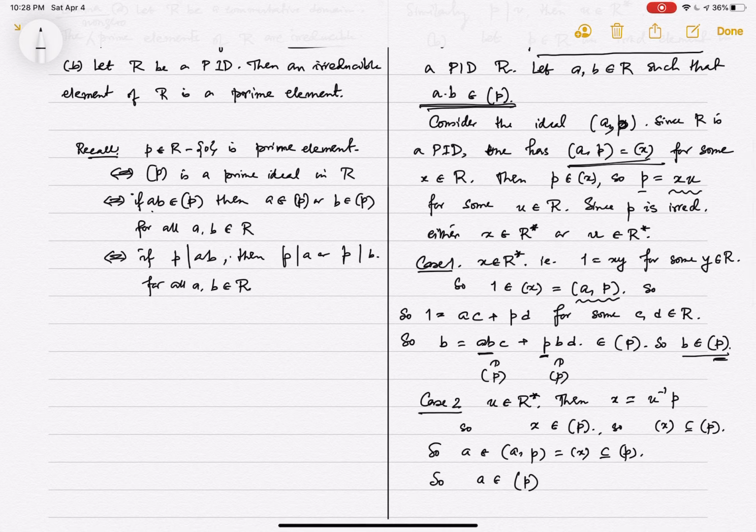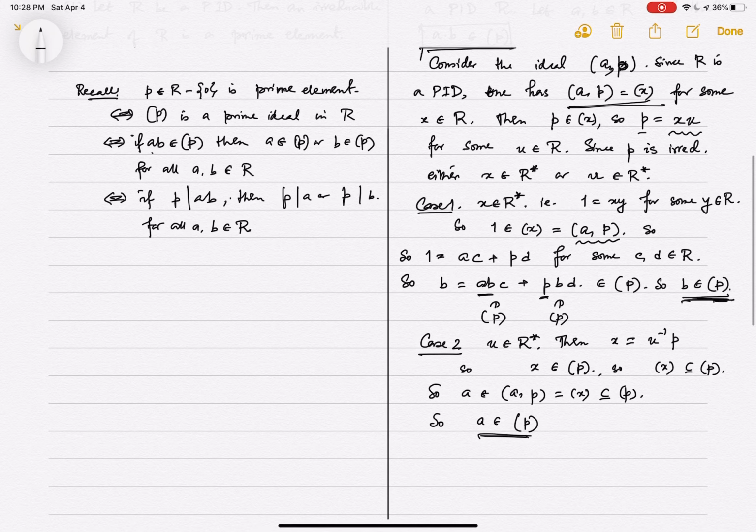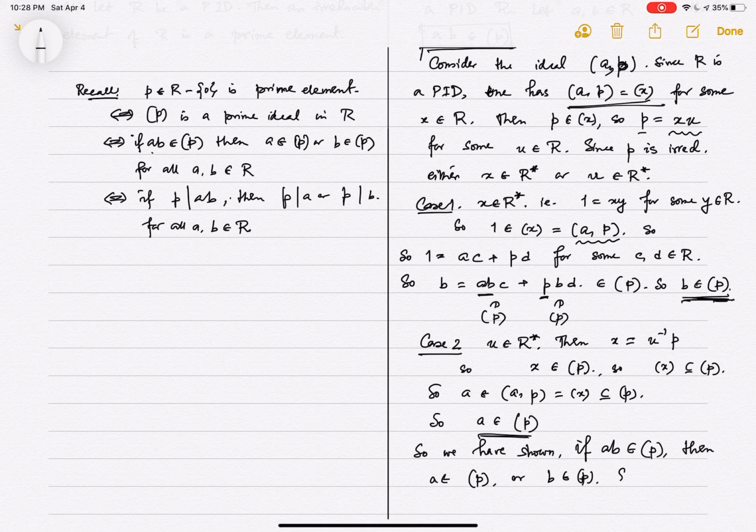So what's the upshot? If AB is in the ideal generated by P, then either A is or B is. So we have shown if AB is in P, then either A is in P or B is in P. And when I say in P, I mean in the ideal generated by P. So P is a prime.